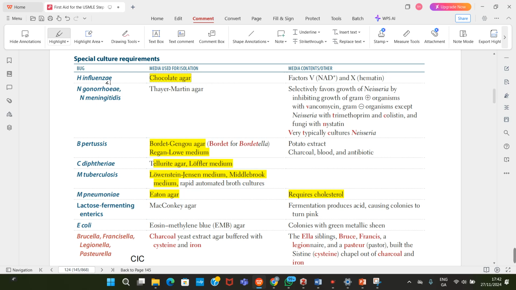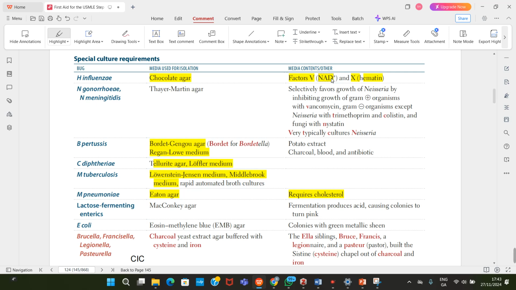And what is the composition? You need to know this. It contains factor V and factor X. Factor V stands for NAD+, and factor X stands for hematin.